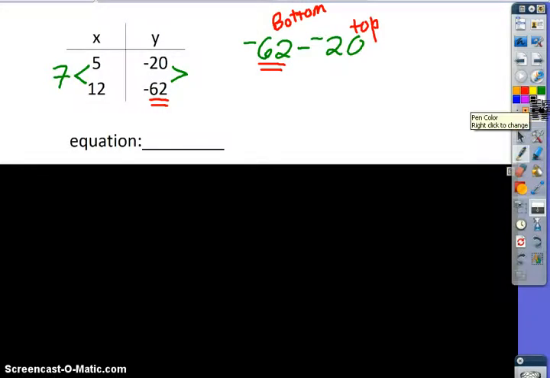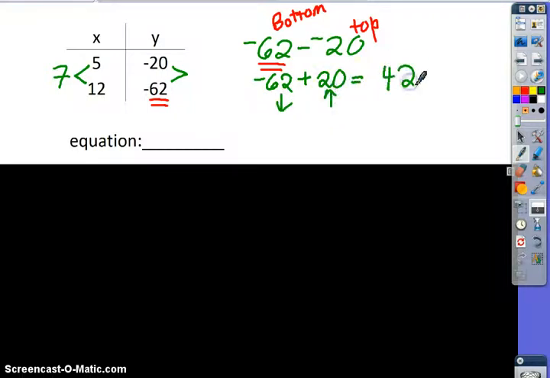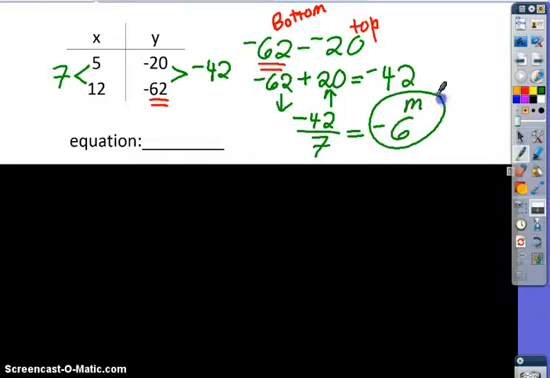You probably did this subtraction by saying, well, negative 62, I'll take this minus sign and move it to here and make it a plus. And then that's down and up. Arrows go in different directions. I subtract, which one's bigger? The negative, so it's negative 42. So my slope is negative 42 divided by 7, which gives me negative 6. That's m. M is negative 6. Please take a minute and write that down.